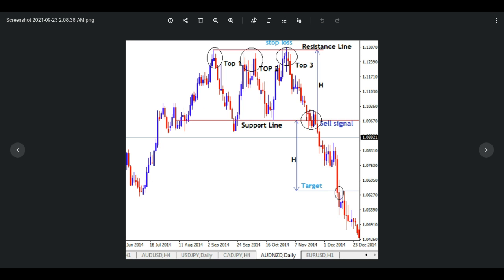Breakout confirmation: a close below the lower trend line drawn horizontally across the intervening lows between the highs with above average volume. So the breakout confirmation will be a close below the lower trend line drawn horizontally across the intervening lows between the highs with above average volume.